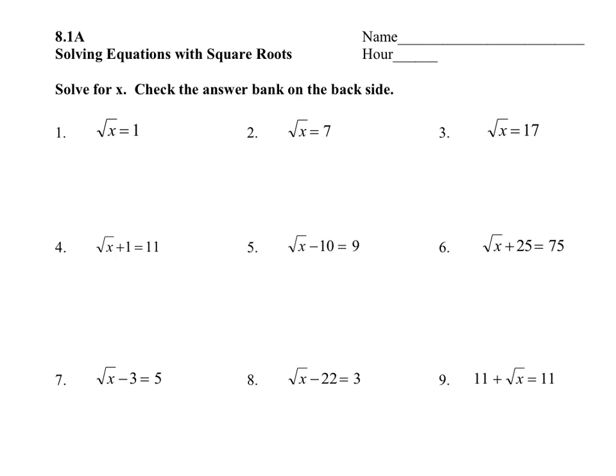So what we're going to try to do is get the square root, or the radical, on one side of the equal sign and everything else on the other, and then square both sides, and then get x by itself.